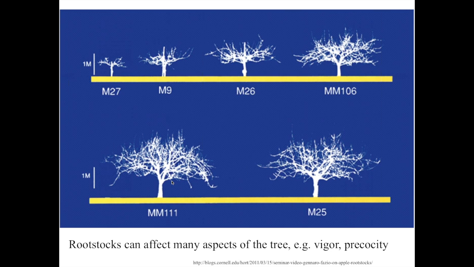And the rootstock can impart other traits. It can have resistances to diseases or pests. And also it can affect how soon the tree starts to produce bloom and fruit. So in other words, its precocity. Some of these rootstocks will induce precocious fruit. So typically, the more dwarfing rootstocks will produce trees that have fruit sooner than the more vigorous trees.